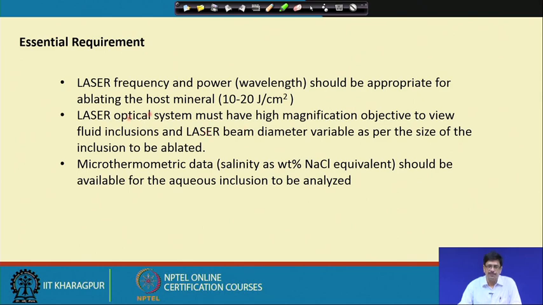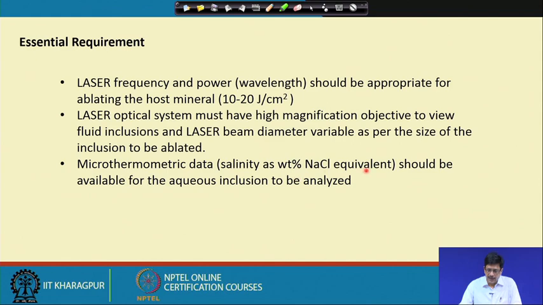So, the microscope system which is coupled to the laser ablation should have the proper magnification. The laser optical system must have a high magnification objective to view fluid inclusions, and the laser beam diameter must be variable as per the size of the inclusion to be ablated. That is because initially we start with a smaller laser spot diameter and then increase it, so that we get the entire content of the inclusion ablated and analyzed.